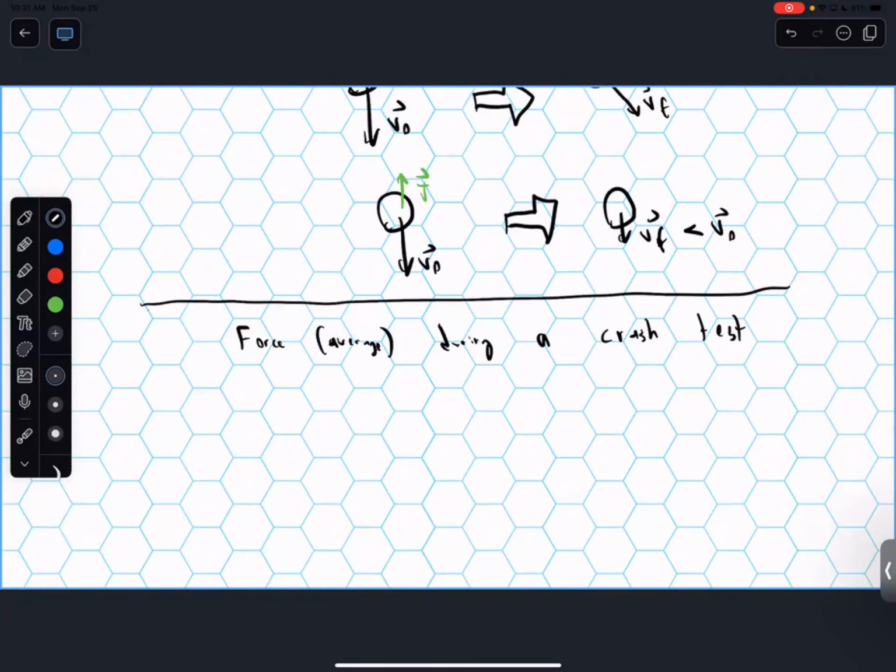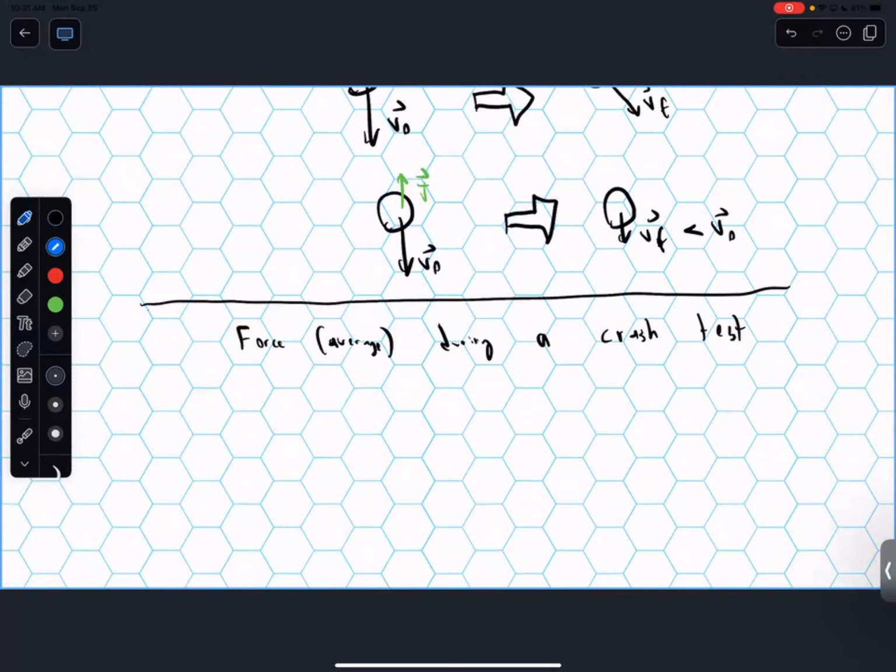Okay, so I haven't seen the latest videos on how these are done, but I'm going to imagine that a crash test looks something like this. So I have my car. It's not the nicest car. It tends to move at some velocity v naught.